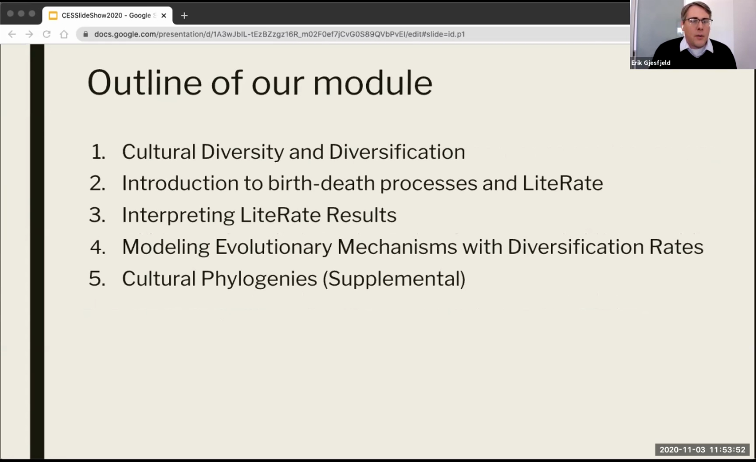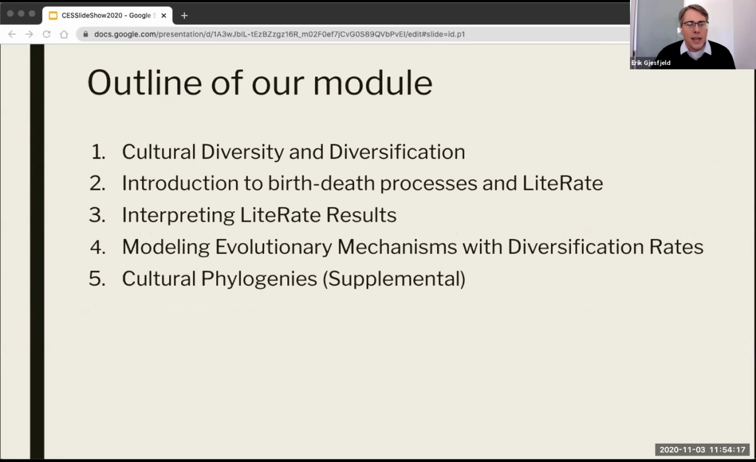Overall, our module is divided up into 5 different tutorials. The first looks at the conceptual foundation of cultural diversity and how we think about patterns of cultural diversification. This is the section I'll talk about more specifically today, as I think it probably has the broadest appeal. The remaining tutorials look more specifically at implementing the approach from a methodological perspective.